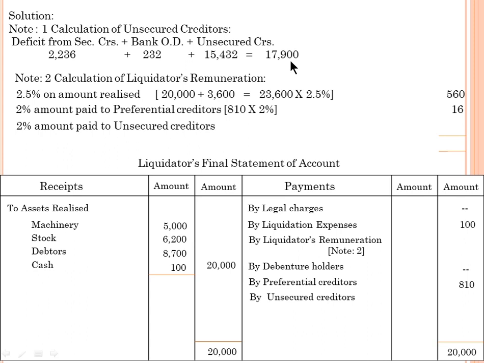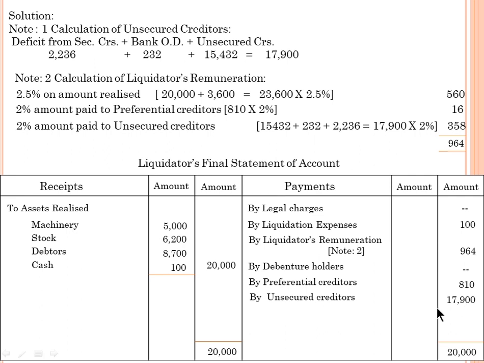So we have sufficient value. Total unsecured creditors 17,900. We have a balance at the stage of payment to the unsecured creditors of 18,514. So we have sufficient. See, listen: 15,432 plus 232 plus 2,236, how much? 17,900 into 2%, 358. Find the total, 964. So you transfer 964 to the liquidator final statement. So we have a sufficient amount. So 17,900 you pay to the unsecured creditors. What about the remaining balance?